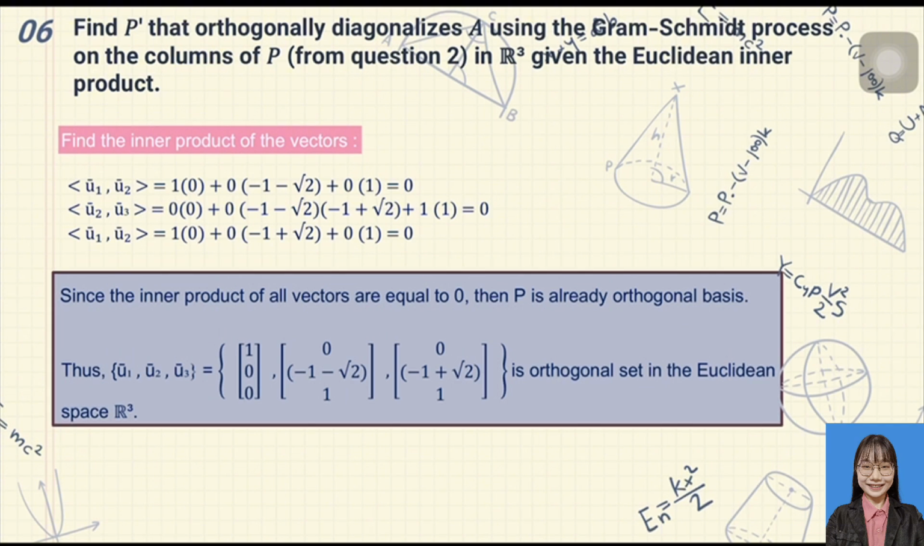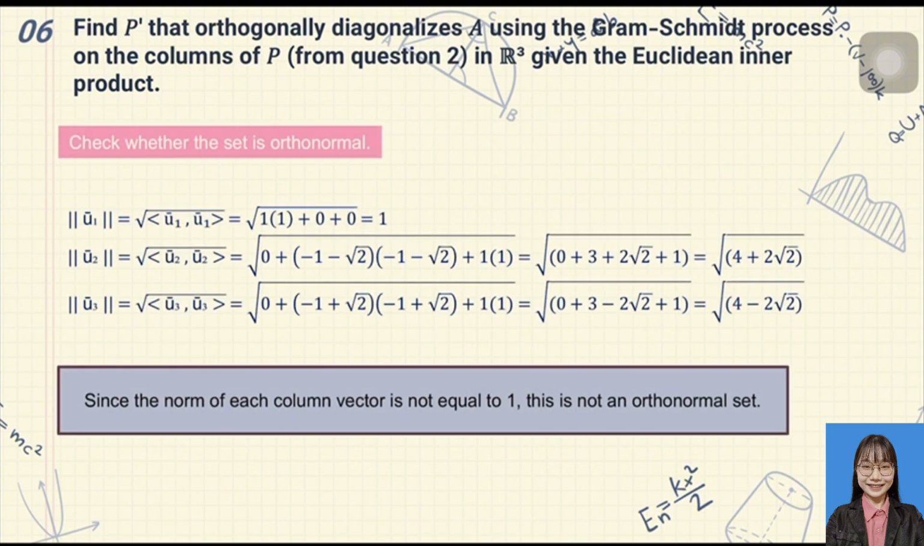Okay, now let's calculate the inner product of the vectors. Since the inner product of all vectors is equal to zero, this shows that P is already an orthogonal basis. Thus, this is the orthogonal set. Next, let's check whether the set is orthonormal or not.